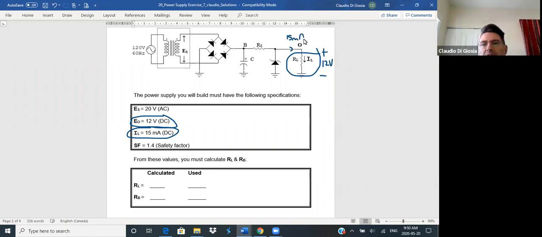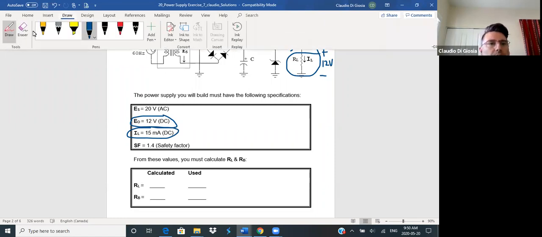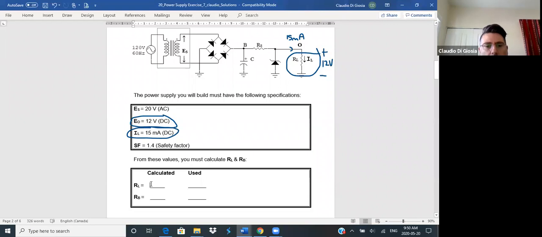Okay, so with those, I can get the resistance. So here, RL. I'm going to take the EO and divide by the IL, two given values. The EO is 12 volts, and I'm going to divide by 15 milliamps. So 12 divided by 15 milli will give us 800 ohms.